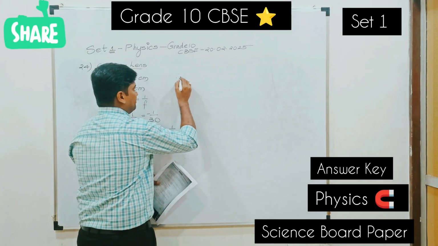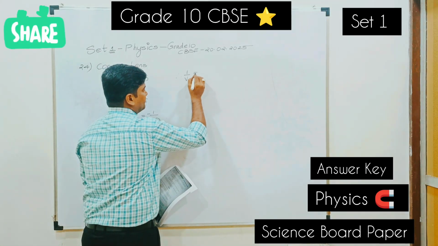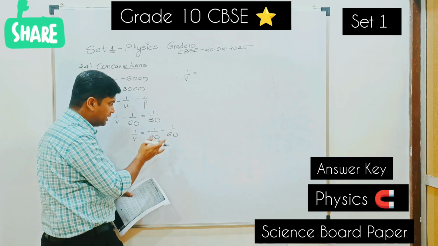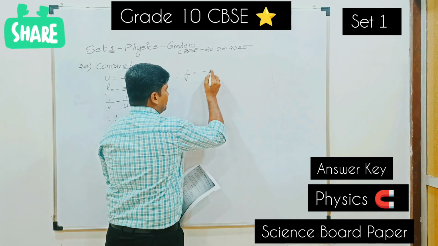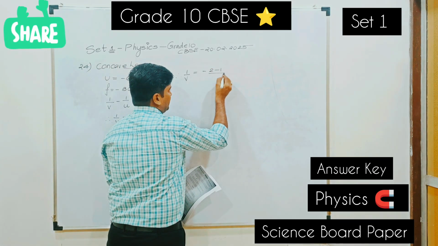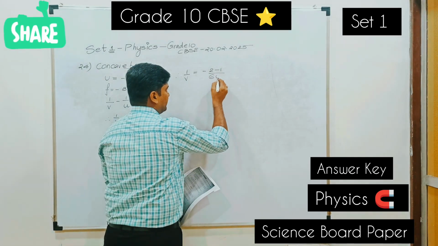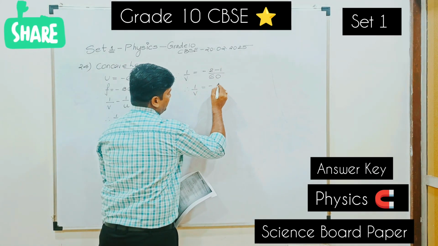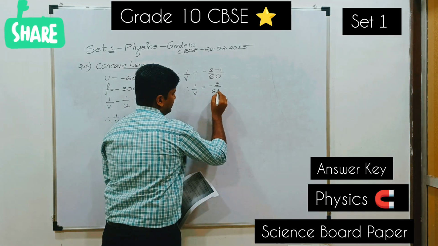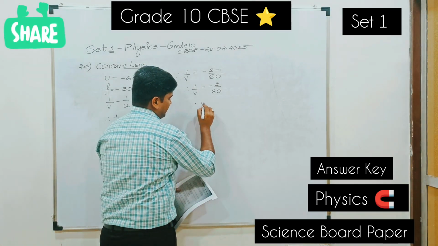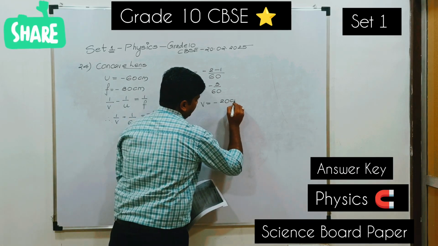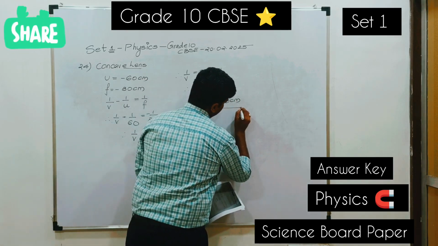Fine, beta. Now if I apply the LCM, so 30 को 2 करना पड़ेगा, multiply by 2, तो ऊपर भी 2, तो मुझे ऊपर क्या मिलेगा? Minus 2 minus 1 and whole divided by 60. So 1 by v, this I'll get minus 3 by 60. So if I do the reciprocal part, I'll be getting v as minus 20 centimeters.